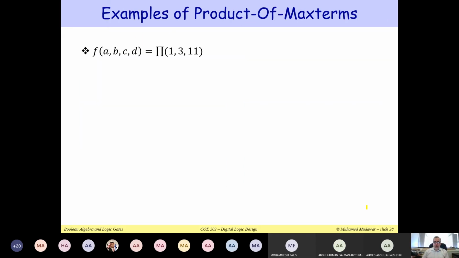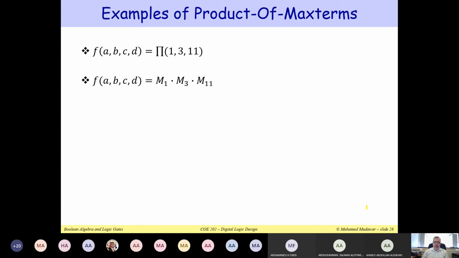Right. So now here are more examples. This is a function of 4 variables A, B, C, D. So we have 16 entries in the truth table, but we only have 3 max terms. So only 3 entries evaluate to 0. The value of the function f is 0 for max term 1, for max term 3, and for max term 11. So I can write it as a product of max terms. Notice that max term, we always write it as capital M, whereas min term, we write it as lowercase m. So it's very important to use the proper case so that you don't confuse anyone. Make sure that you write capital M when you are dealing with max terms.